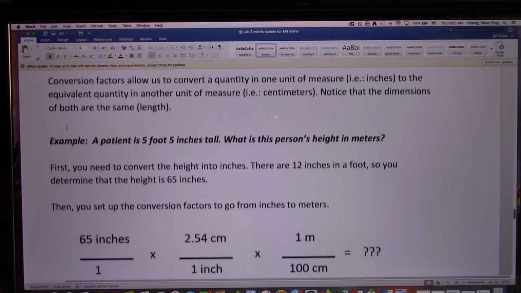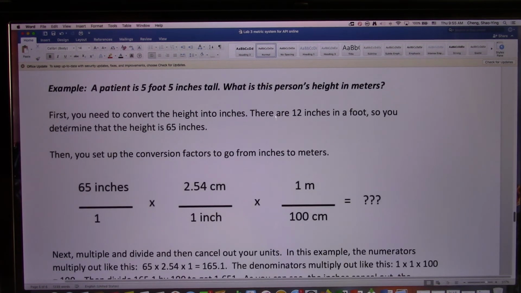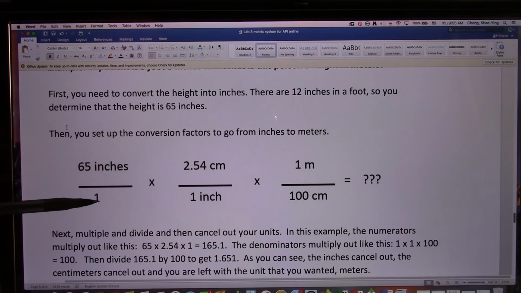And by doing it this way, we can make it a little bit more complicated. Say this person is 5'5", which is 65 inches. We're going to turn those inches into centimeter. Would you be able to do that? Well, yeah. So we take 65 inches. And first, we want to turn the inches into centimeter, right?